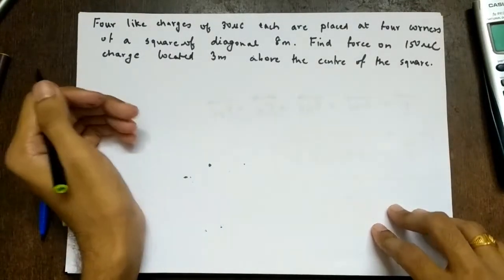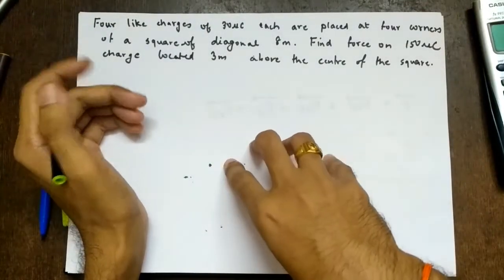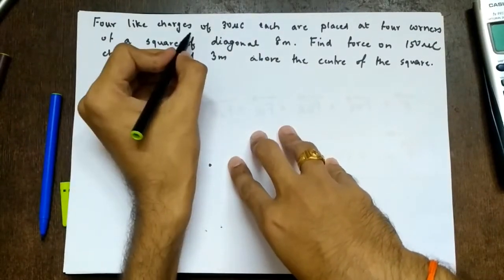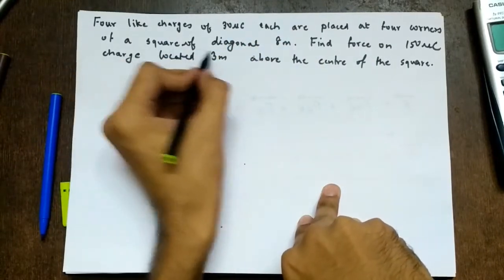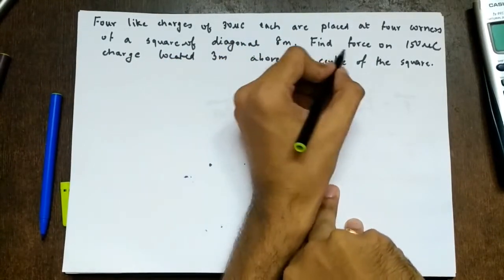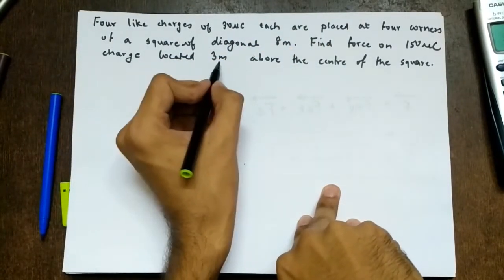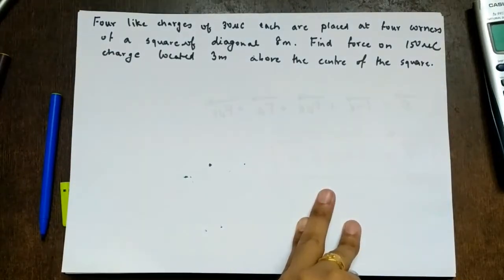So let's continue with the numerical on Coulomb's law. Four like charges of 30 microcoulombs each are placed at four corners of a square of diagonal 8 meters. Find the force on a 150 microcoulomb charge located 3 meters above the center of the square.